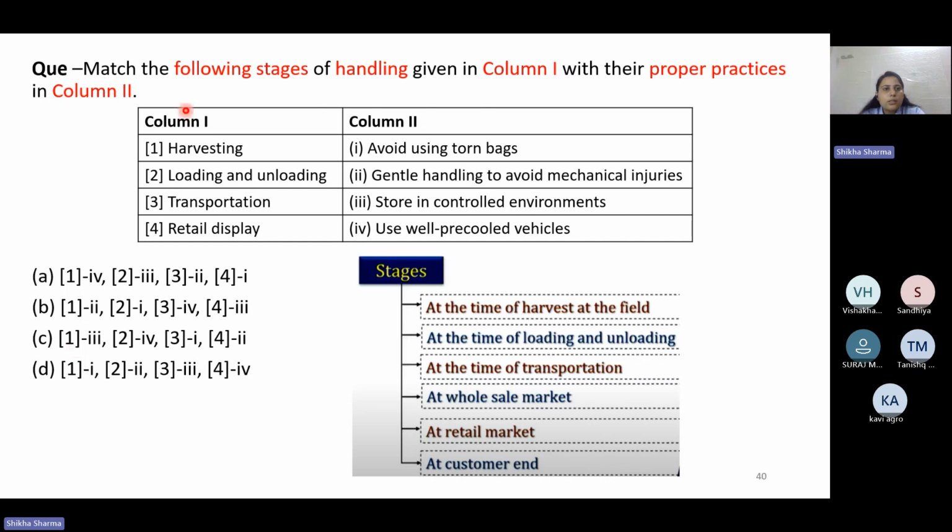Now let's discuss this match the following question. Column 1, there are different handling stages like harvesting, unloading and loading, and transportation. Fourth is retail display. In column 2, they have the correct practices like avoid using torn bags and gentle handling to avoid mechanical injuries. Third is store in controlled environment. Fourth is use well pre-cooled vehicles.